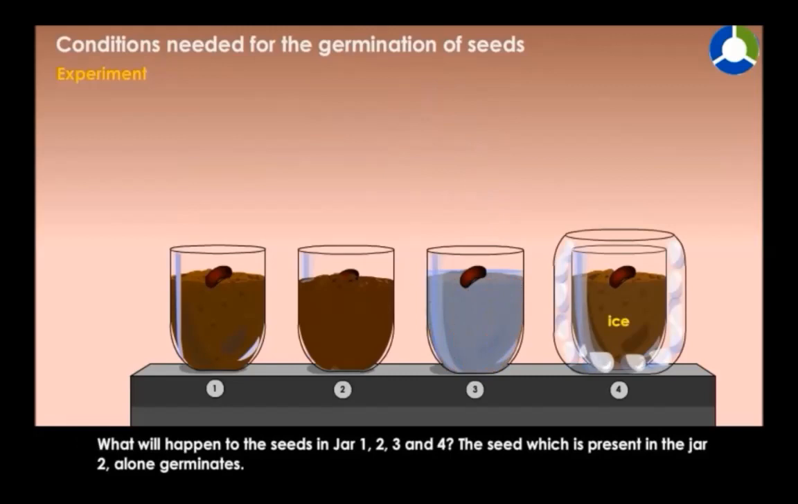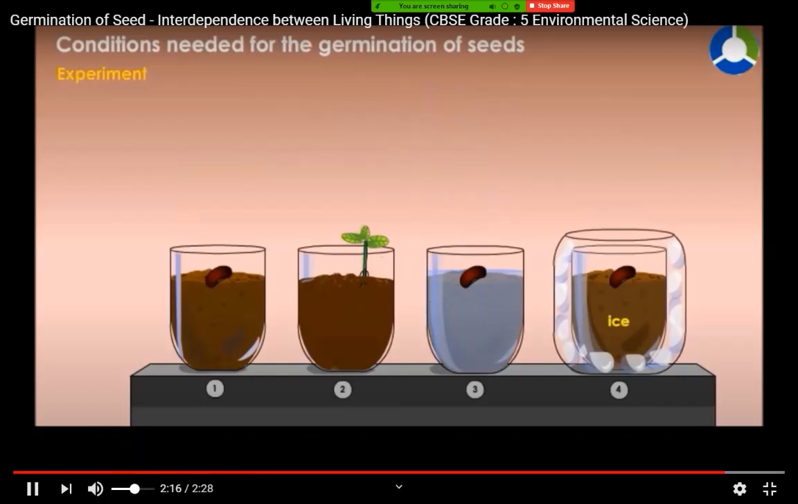What will happen to the seeds in jar 1, 2, 3 and 4? The seed in jar 2 alone germinates. Others will not germinate because of unsuitable conditions.